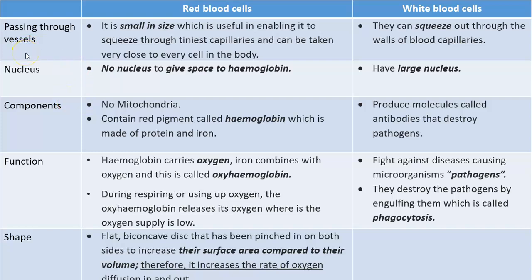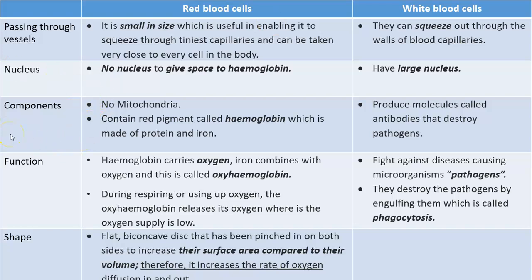Nucleus, as we agreed before, red blood cells don't have a nucleus to give more space for hemoglobin in order to be able to do their function, which is the transport of oxygen. Here we have a very large nucleus also to do their function, which is the making of antibodies, which needs the DNA to encode for those antibodies. Antibodies are proteins. So also that's why they contain a lot of ribosomes.